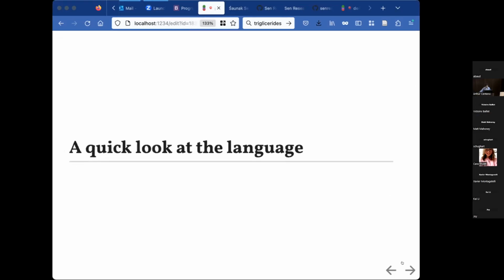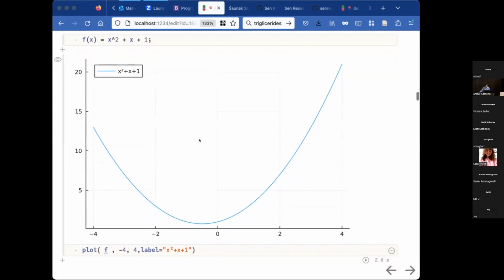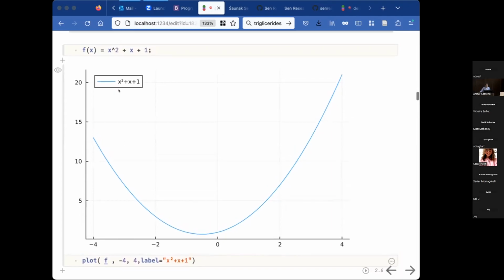So here's a quick look at the language just to show you what it looks like. Here is a very simple function: I define a function f(x) equals x squared plus x plus 1, just like you would write it on paper. Same thing, right? So easy. And I say plot f from -4 to 4 and give it a label x squared. Notice it's not x2, but actually x squared written properly. So it's just very easy, okay?